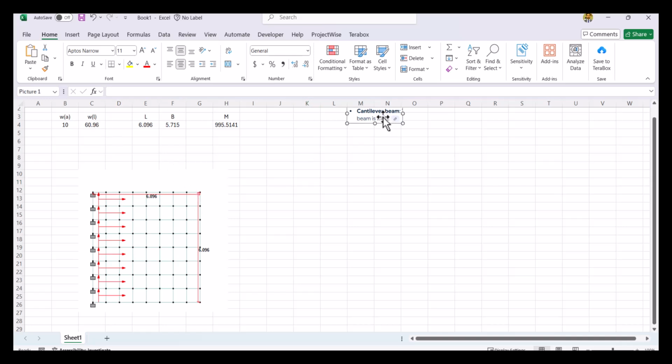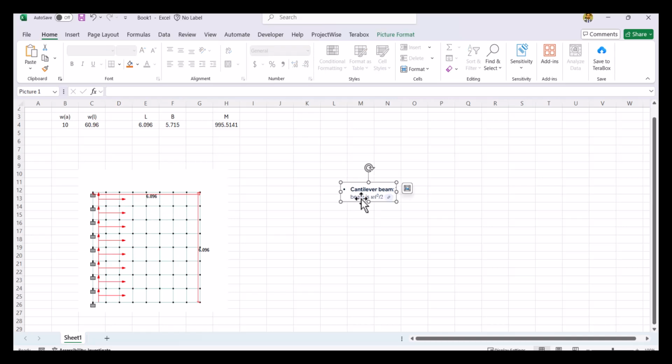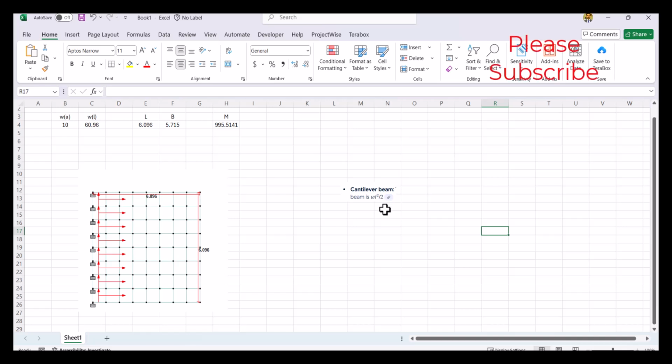Now you know that to find the end moment of a cantilever beam, it's very straightforward. This is W times L square by 2. W means load per unit length. That's the reason I have converted from per unit area to per unit length, times its distance up to the support, squared, divided by 2. Very straightforward.